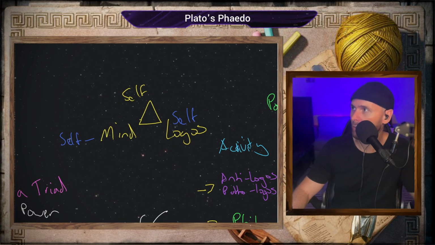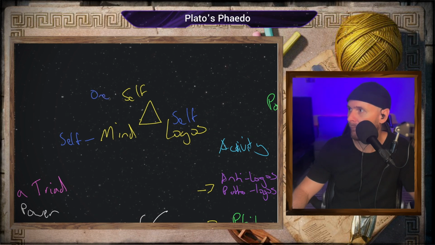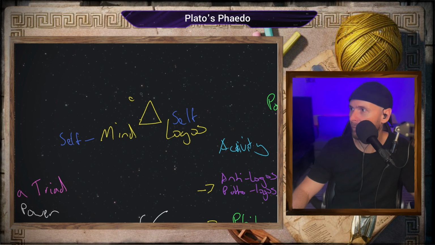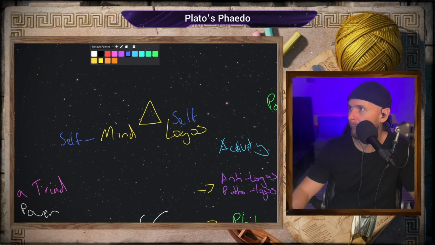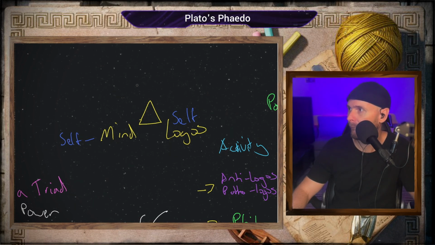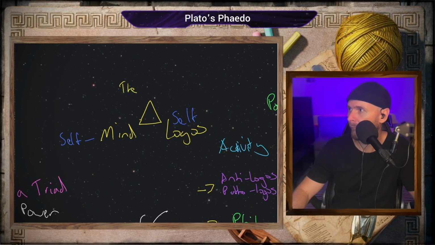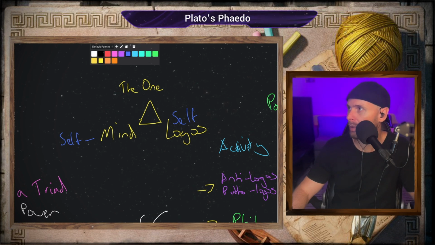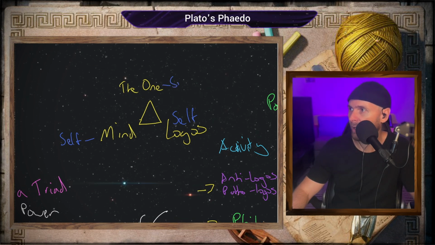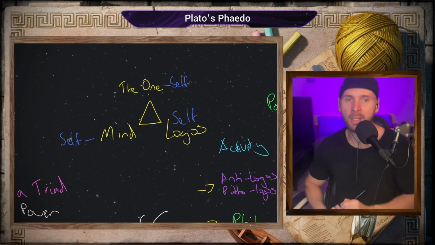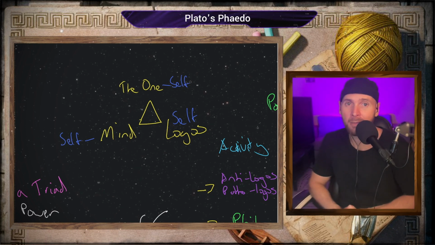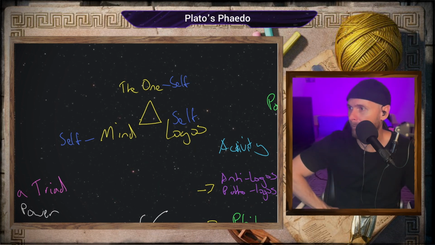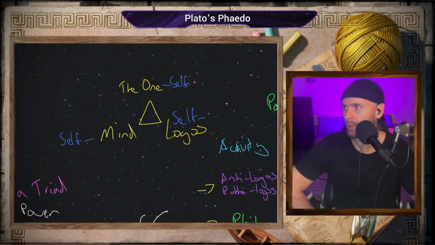So this is the self triad, of course. Actually, it should be the other way around, shouldn't it? The yellow should be the one. Notice the, not a one, like one apple. The one. And the first hypothesis of Parmenides, his hypothesis of himself, from himself, was the one self. So that's why we call it the self triad.